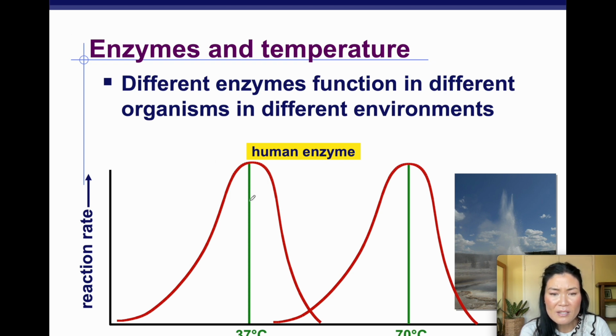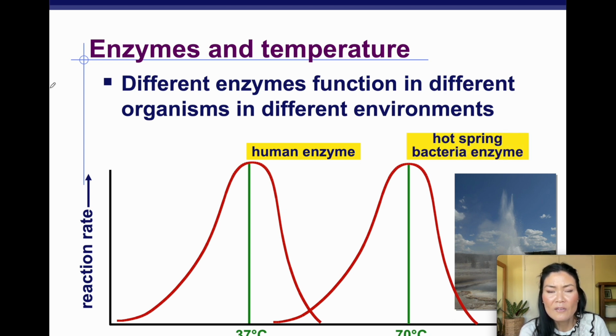So for us, our enzymes would be definitely denatured by the time it gets to 70, but for these bacteria that live in geysers, their enzymes actually work best at 70 degrees, okay? So they have this adaptation of being able to withstand very hot temperatures, and their enzymes work better at very, very hot temperatures. 70 degrees is about 158 degrees Fahrenheit.